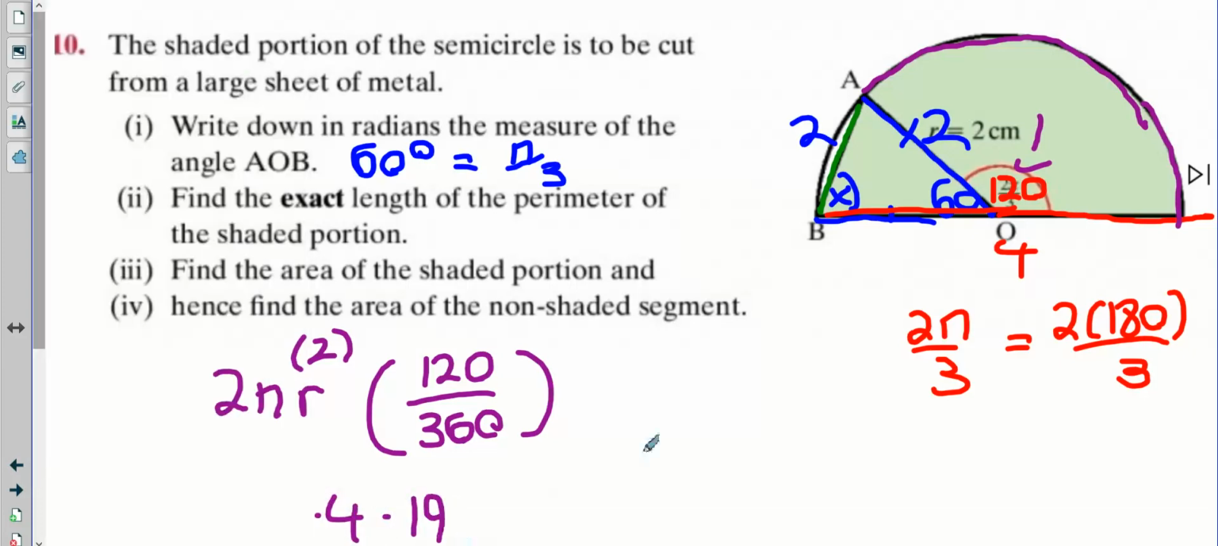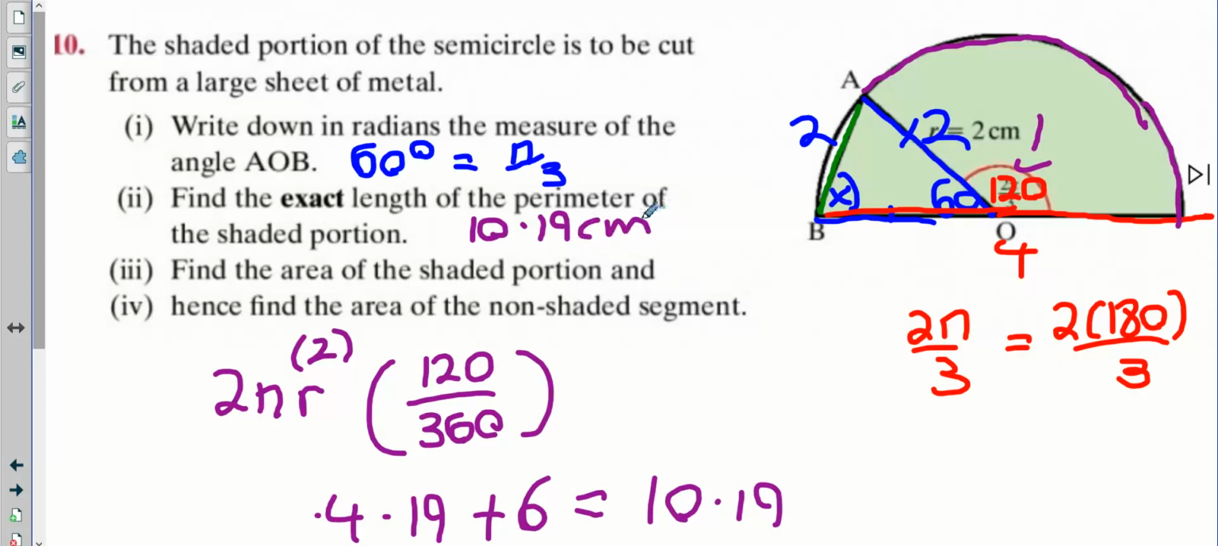So that's your 4.19 plus the 6 we were talking about earlier, wasn't it? So that's 10.19. You all good with that? Okay. Centimeters. Okay. Now what's the area? Lads, any idea how you do the area?